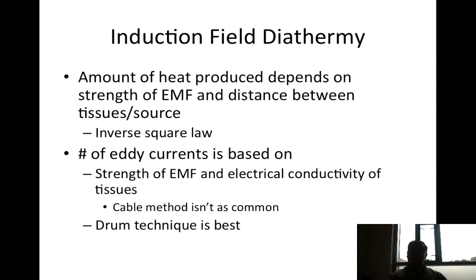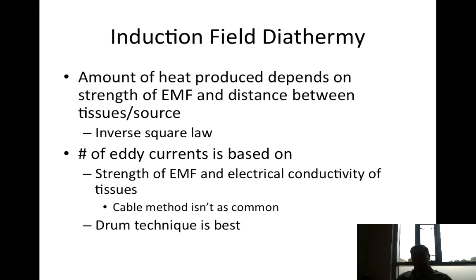All right. Induction field diathermy, the amount of heat produced depends on the strength of the electromagnetic field and the distance between the tissue and source. Now remember, back in ultrasound, we talked about the inverse square law. This is exactly what the inverse square law is, but now we're just applying it to diathermy. The number of eddy currents is based upon the strength of the electromagnetic field and the electroconductivity of the tissues.